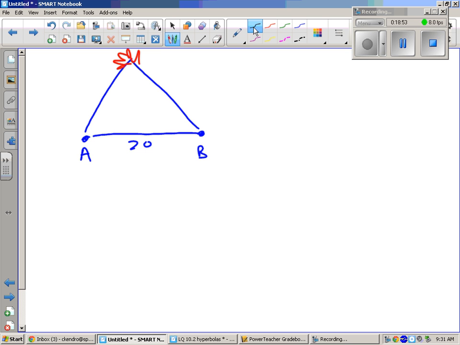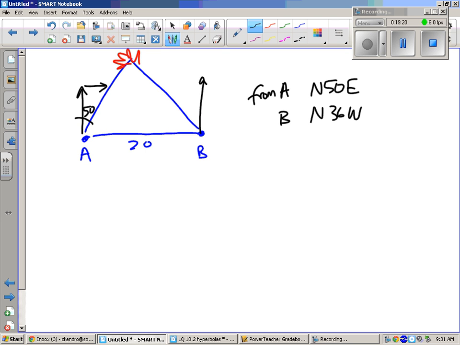They spot a fire, and from A, they notice it has a bearing of north 50 east. Now you have to think about that. You have to start headed north, and then you have to go east, and that angle is right here. That's 50. Okay, and from B, they notice it's going north 36 west. So go north from B and then go west, and that angle out here is 36. It's not the inside angle, it's the outside one. But we can find the inside angle because now I've made a 90 degrees. So this angle is 40 and this angle is 54.